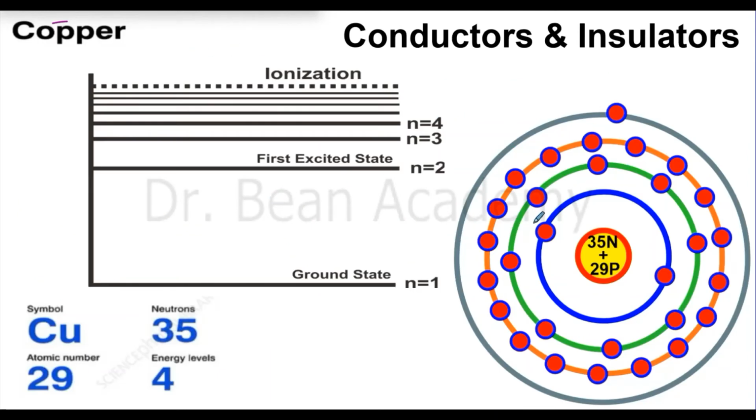Okay, so here I have a nice picture of the copper atom, and this is the first orbit with 2 electrons. Then we have 8 electrons. Then we have 18 electrons, and then finally we have only 1 electron left for the outermost shell, or the N shell.